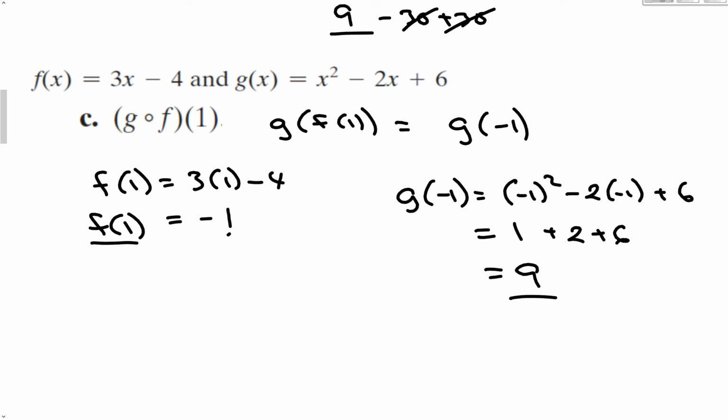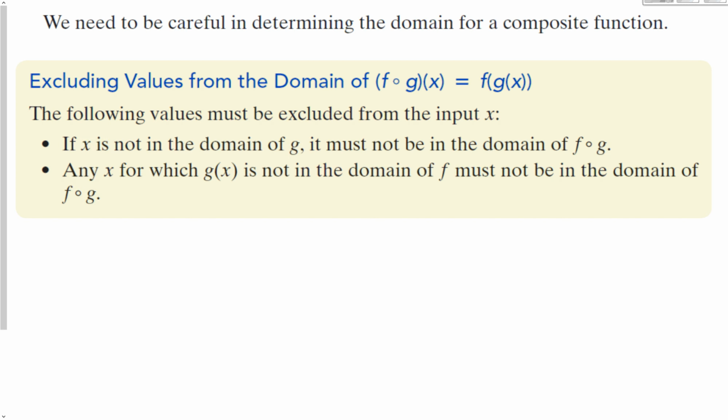So sometimes just plugging the numbers into one function then the other function is a little bit easier. Sometimes it's easier just to get the composite function and then plug the numbers in. Now all these functions, the domains were all real numbers because there were no variables in the denominator, and there were no radicals. Let's try one that doesn't have that.